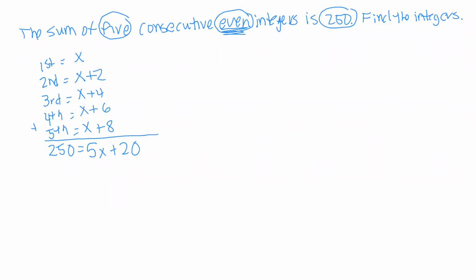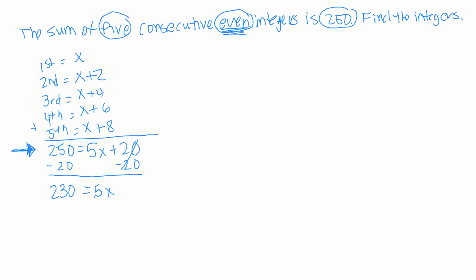All right, so what we have right here is the equation that we want to solve. Please excuse my little goof. All right, here's our equation. We need to isolate the term that contains the variable, so I'm going to start by subtracting 20. I'm going to subtract it from both sides. The 20s on the right cancel. I'm left with 230 equals 5x.